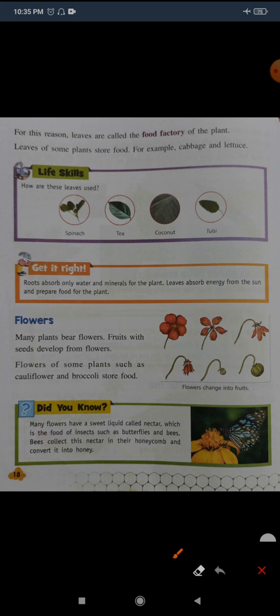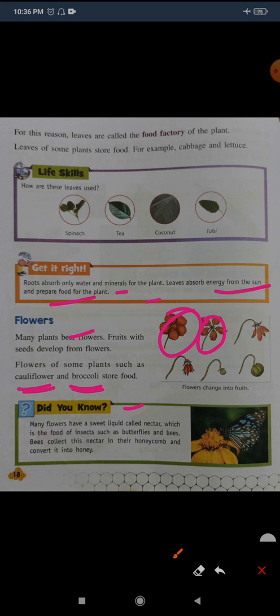Now get it right. What is get it right? Roots absorb only water and minerals for the plant, yes, and leaves absorb energy from the sun and prepare food for the plant. Okay, now come to the flower. What is the function of flower? So flower is the most beautiful part of the plant, and it attracts insects, which promotes pollination. Now here it is, the did you know factor. And cauliflower, you can see that cauliflower and broccoli, these all are the flowers of some plants that store food, and that's why they are eatables.